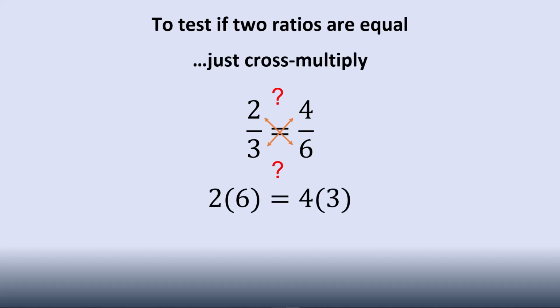To test if two ratios are equal is a simple process. Just cross-multiply and compare the results. If the two values are equal, then the two ratios are equal, and you have a proportion. In this example with the two ratios 2/3 and 4/6, the results of cross-multiplying are 2 times 6, which makes 12, and then 4 times 3, also 12. The resulting equation is correct, thus proving the two ratios are equal.